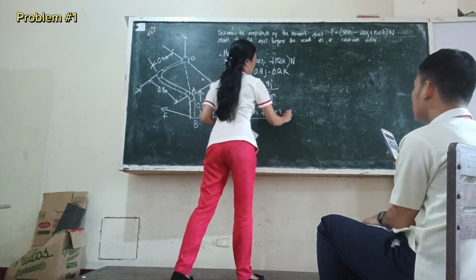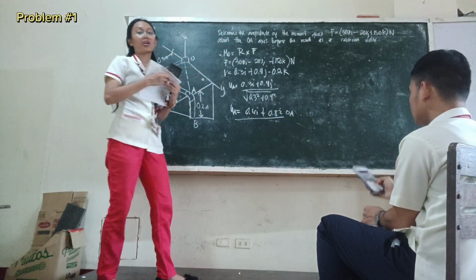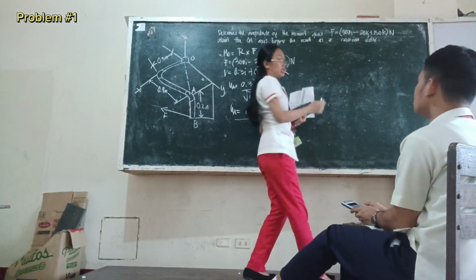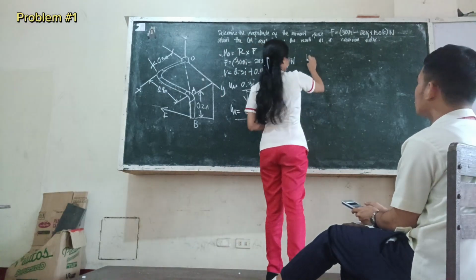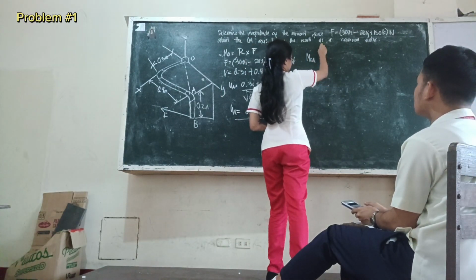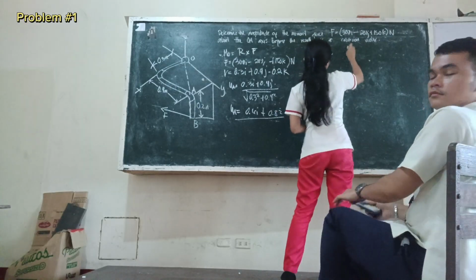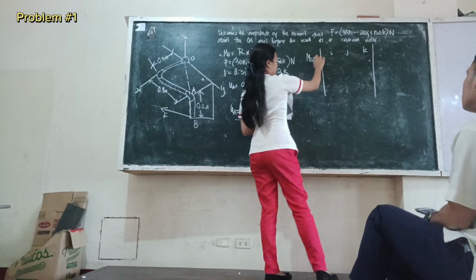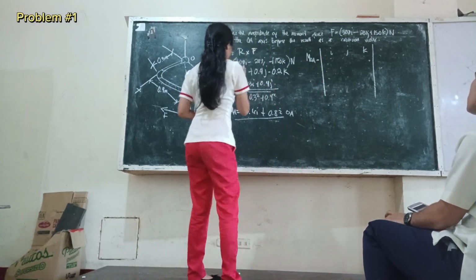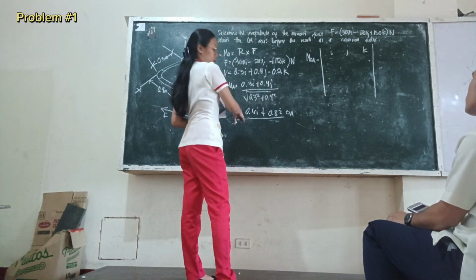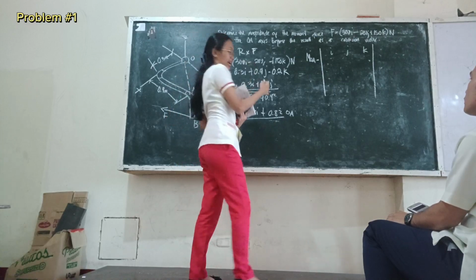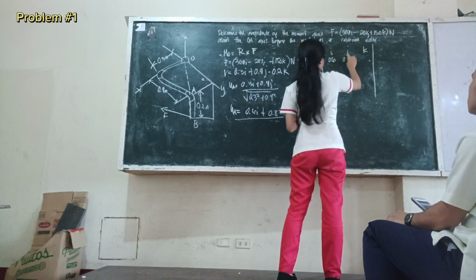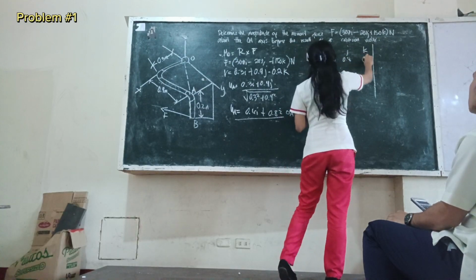the unit vector of OA. So now we are going to proceed to get the moment of OA. So we will use the cross product. So the moment of OA, or i, j, k. So first we need the unit vector A. So i is 0.6 and j is 0.8, and k is 0.